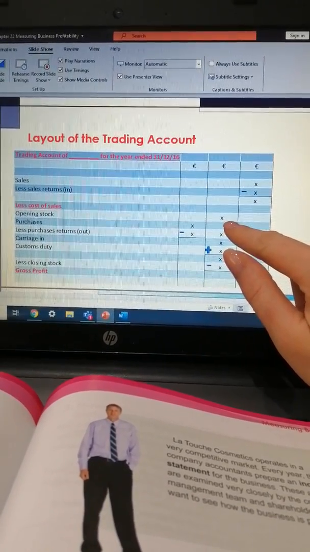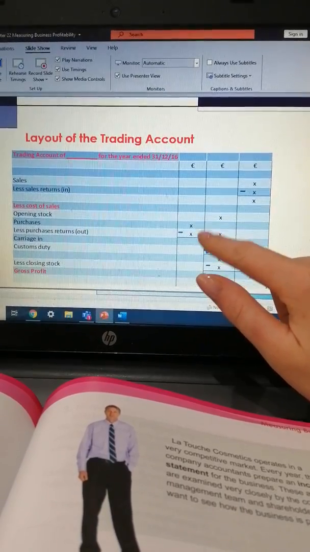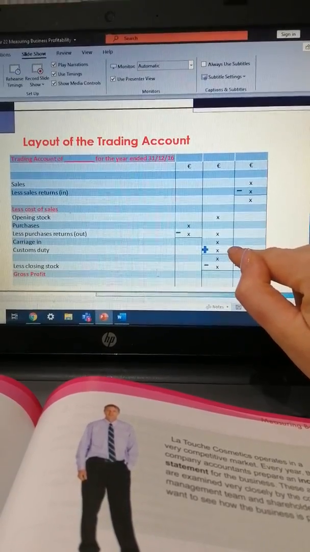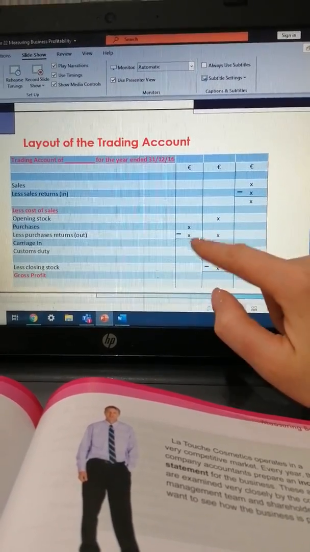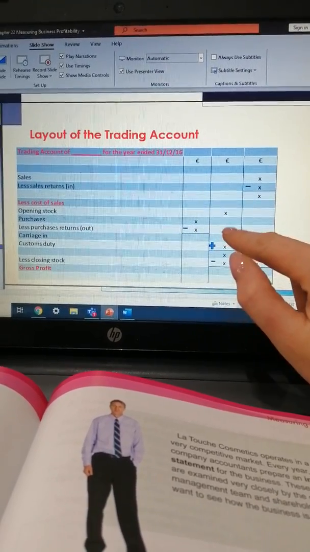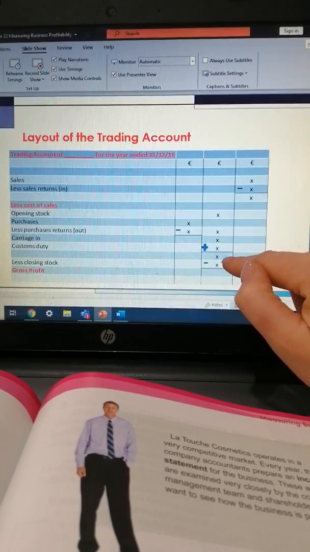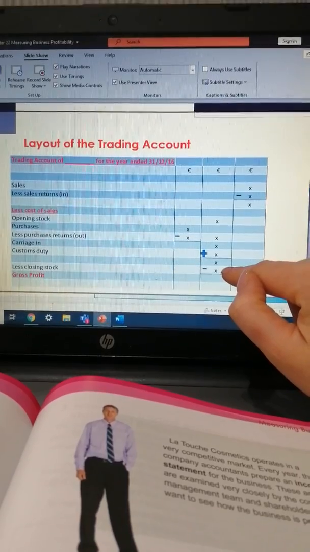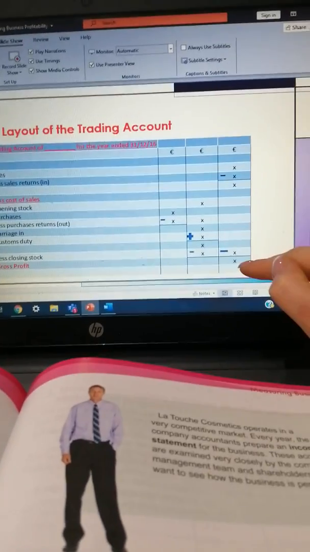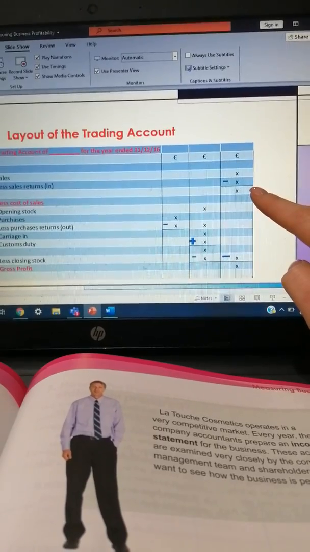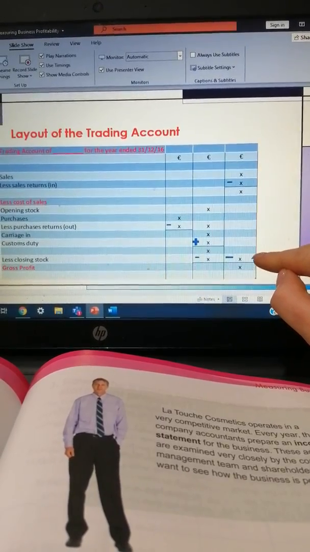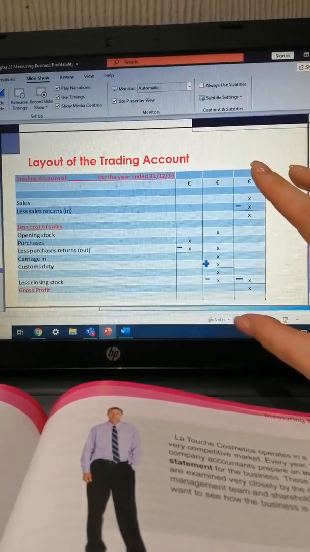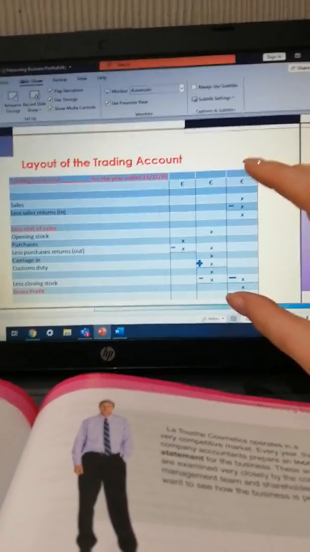Here we have opening stock, but then purchases minus purchases returns always goes here, and then our answer will go back here. And then we have carriage inwards and customs duty. We add these all together. Bear in mind the figure here for your purchases and purchases returns is here. So add these all up and we find out how much the costs of sales are. We take away closing stock. We always do this. You just have to learn this is the way it goes. And then we have our gross profit: our sales minus our cost of sales is our gross profit. So this is the first type of account we're going to learn, the trading account.